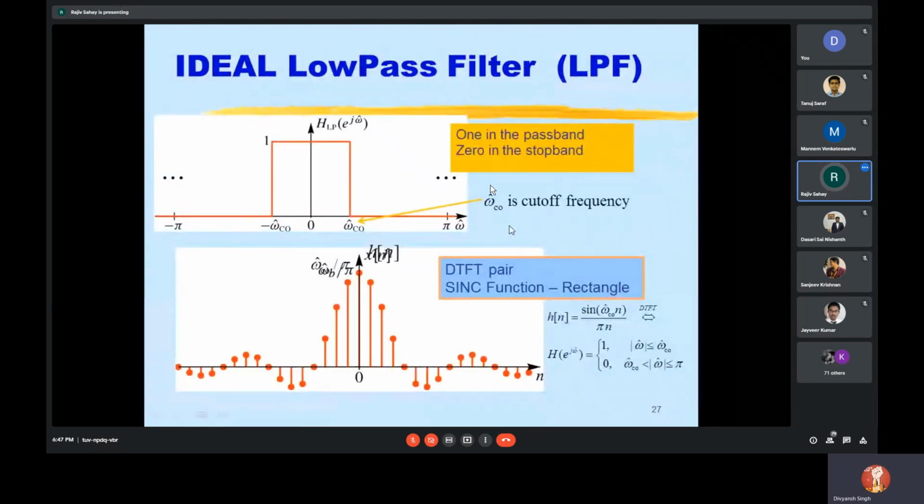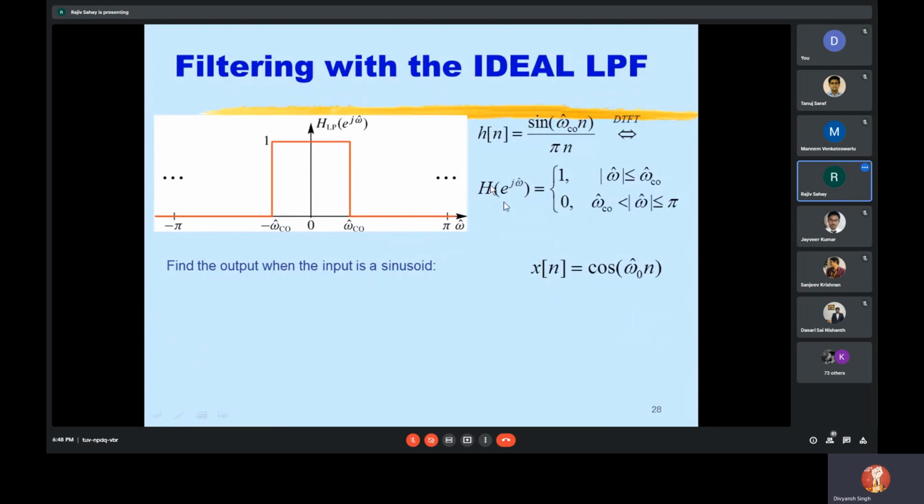Then ideal low pass filter. It is 1 in the pass band, 0 in the stop band, and this particular point is the cutoff frequency, omega c. We know that the DTFT pair is a sinc function. You have to find the input output when the input is a sinusoid. The sinusoid is with this frequency. So what will be the output?